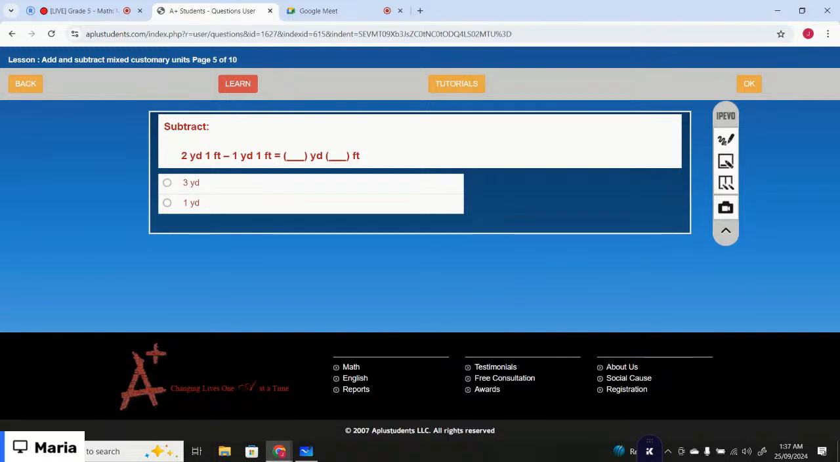2 yards 1 foot minus 1 yard 1 foot. Which is the correct option? The correct option is 1 yard. Option number 2 is the correct option.